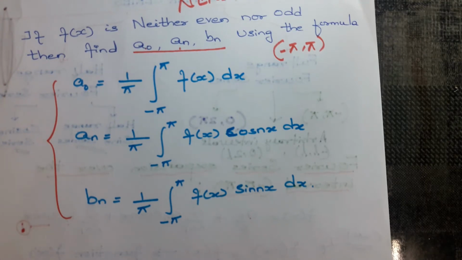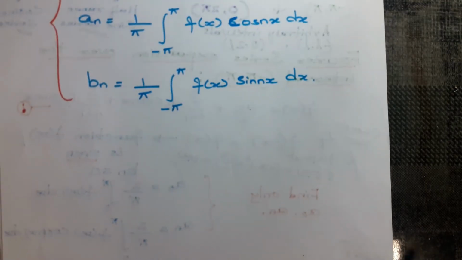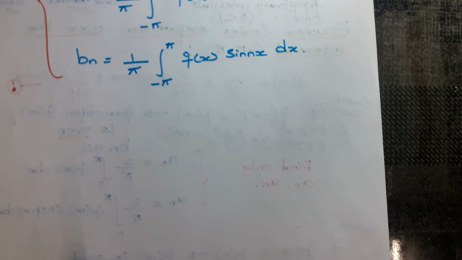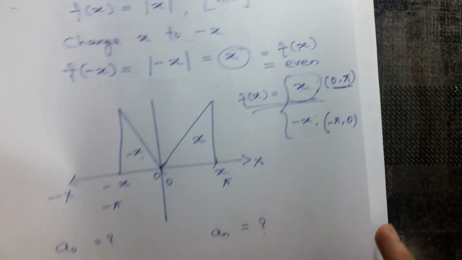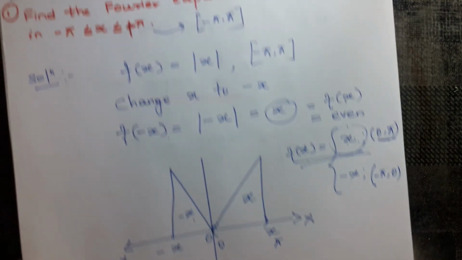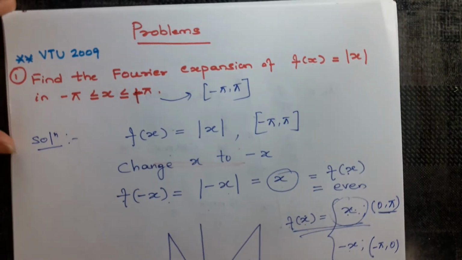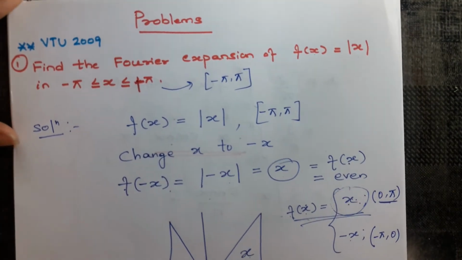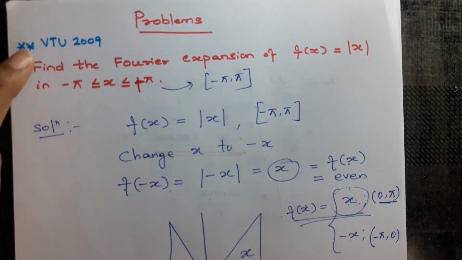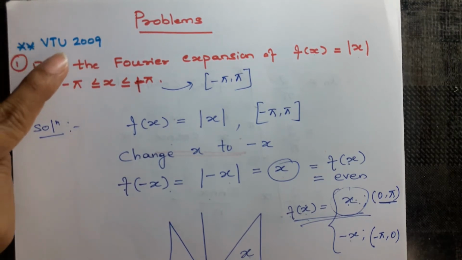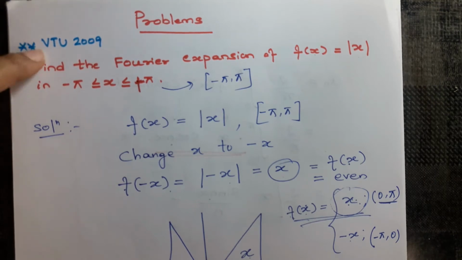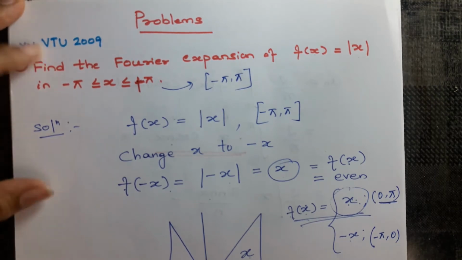Okay, now we will take up problems. How to find out the Fourier series expansion over the interval minus pi comma pi. I am going to solve old VTU question paper problems because these old question paper problems are very important. There is a chance of asking these questions again. So first we will take up VTU 2009. This question is asked in the VTU question paper in the year 2009.